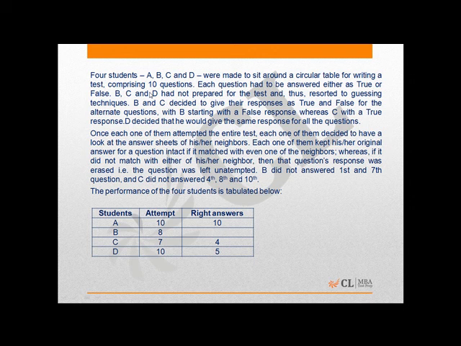So B has given the responses as true or false for alternate questions, and B started with false and C started with the true response. D decided that he'll give all the answers in the same response.